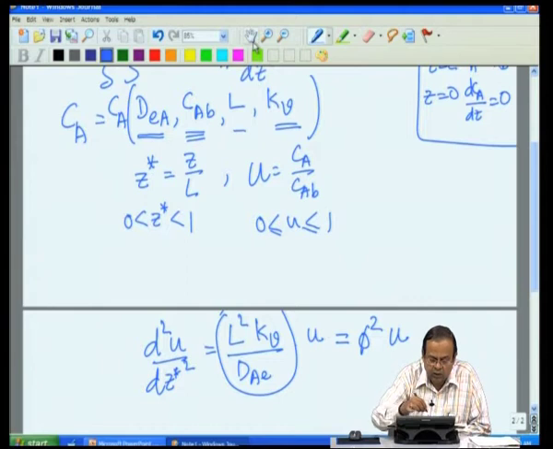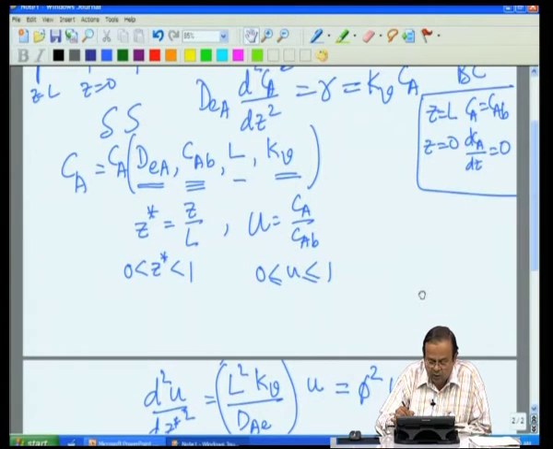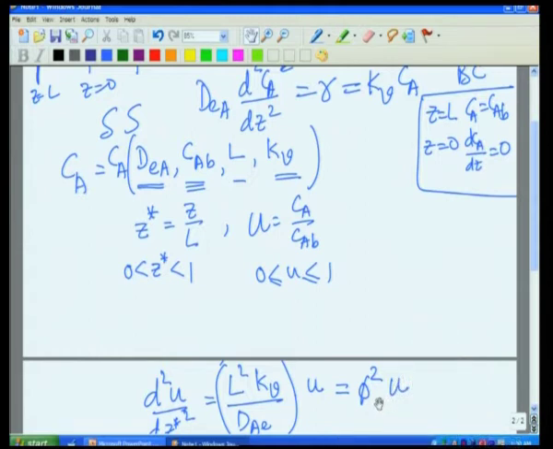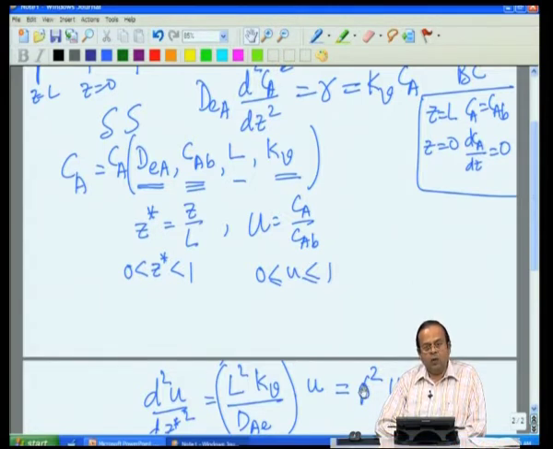Now, what is the advantage? Our equation is now in a dimensionless form, which we derived from the mass balance. Compared with the dimensional form, which had 4 parameters, dAe, CAB, L, kV, this has only one parameter, phi square. So, by making equations dimensionless, we have compressed the parameter space from 4 to 1.